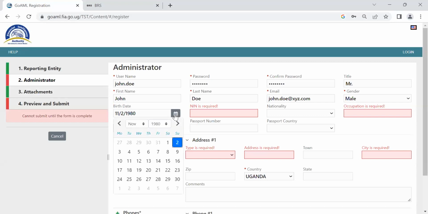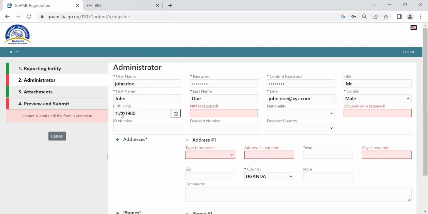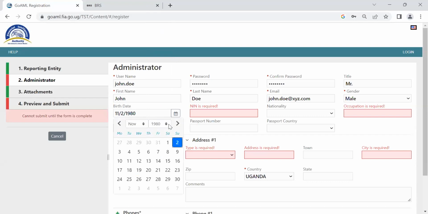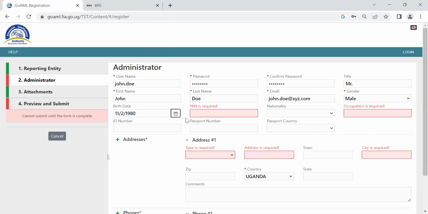Date of birth, just click here. You can either go through the years quickly here, pick the correct year, month, and day, or you can type them in. The format is month, day, year. So it's down to you how you want to do it. Okay, and you can pick it from there.